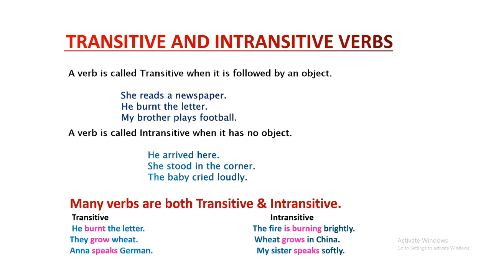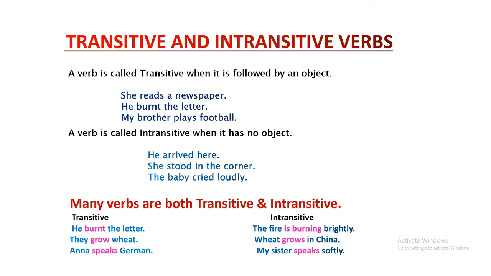Now look here: she reads a newspaper. She is the subject, reads is the verb, and a newspaper is the object. What does she read? A newspaper. When the verb is followed by an object, we call that verb a transitive verb. So the verb reads is followed by the object newspaper, so reads is a transitive verb.